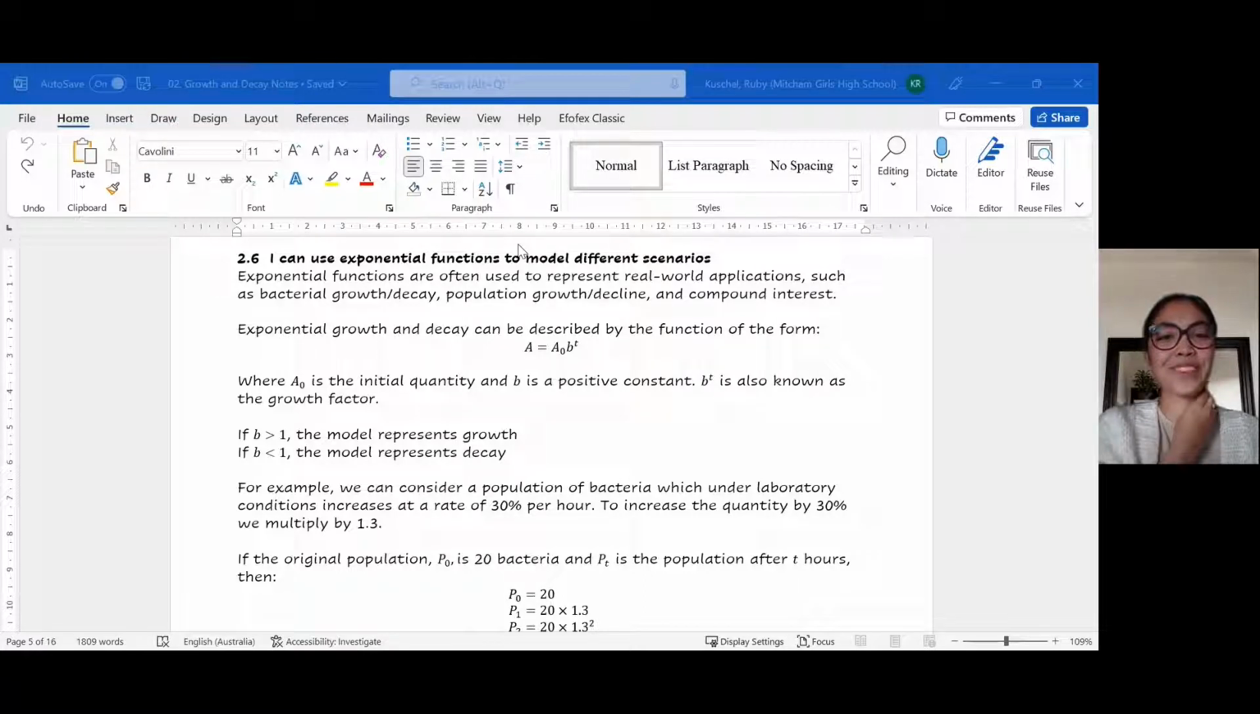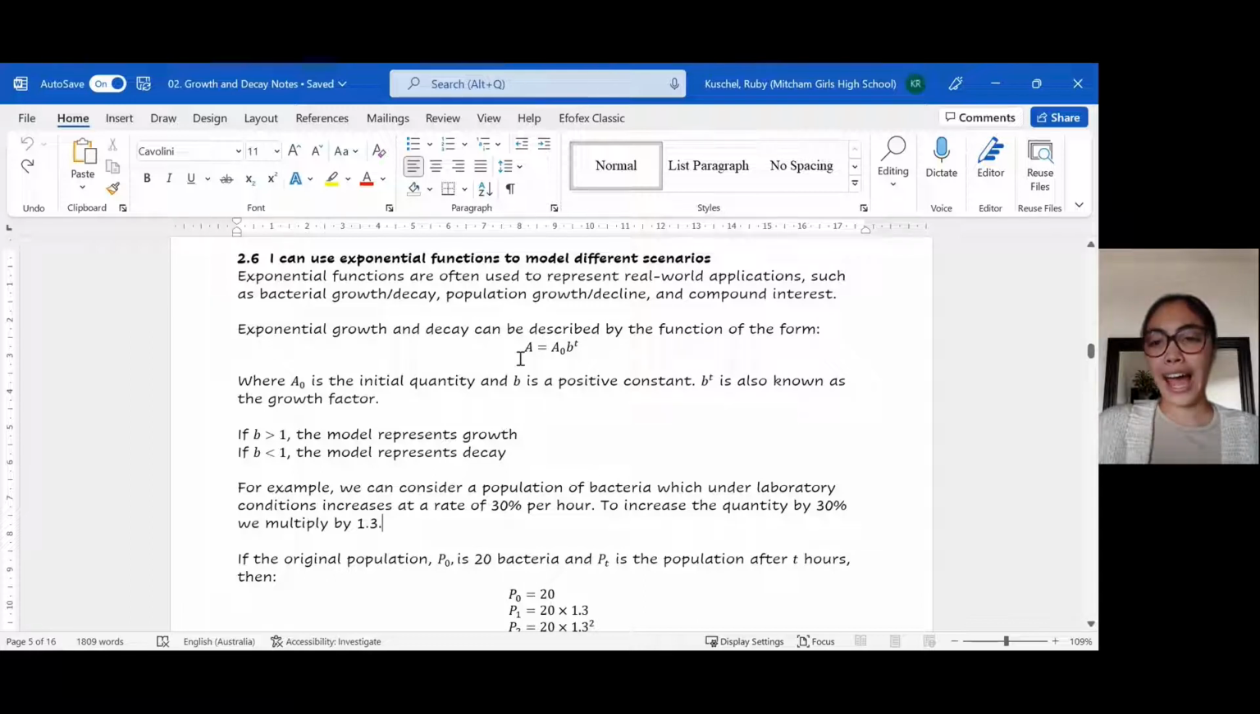To model their growth or decay. So, for instance, exponential growth and decay graphs or equations are usually described by the following function here. A(t) is equal to A naught times b to the power of t. In this equation, A naught is our initial quantity, and b is a positive constant, and b to the power of t is also known as the growth factor.